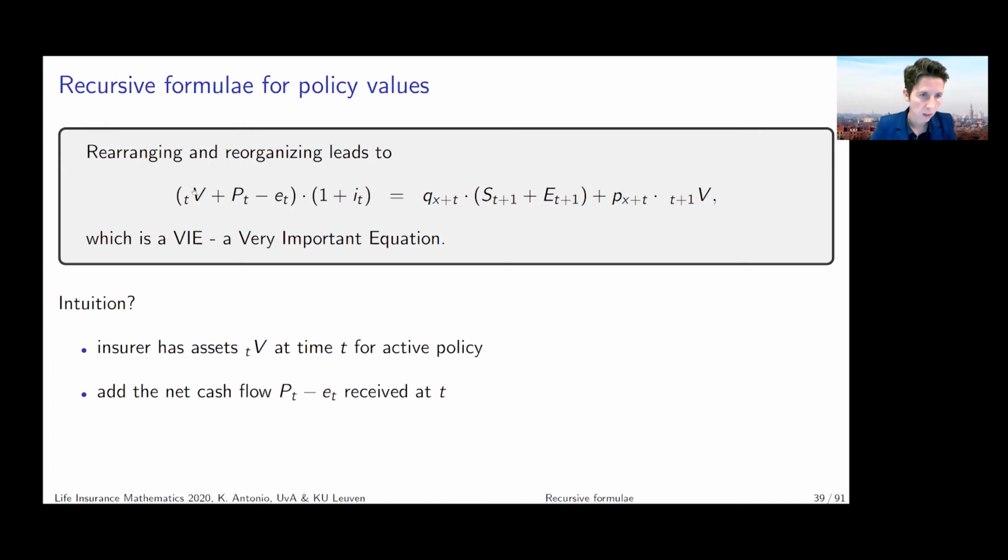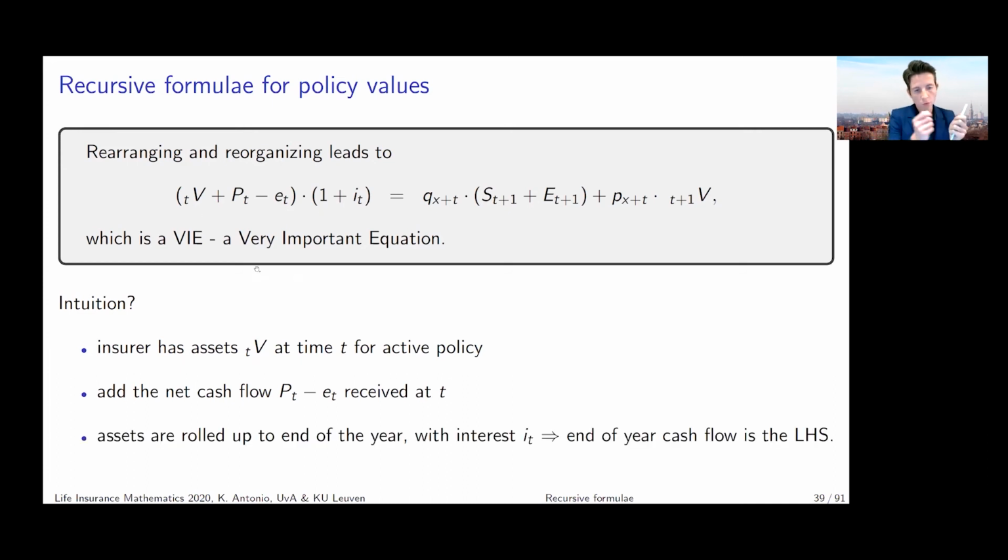And what we're then going to do at the left-hand side of this equation is we're going to roll up these assets until the end of the year. So we're going to see how this capital grows from time t to time t+1. And if we are assuming an interest rate equal to i_t between time t and t+1, then we get exactly the expression over here as the amount of capital that we will obtain at the end of year t+1, right? And now we're going to compare the left-hand side with the expression on the right-hand side. So the left-hand side tells us this is the cash flow that we have at time t+1.